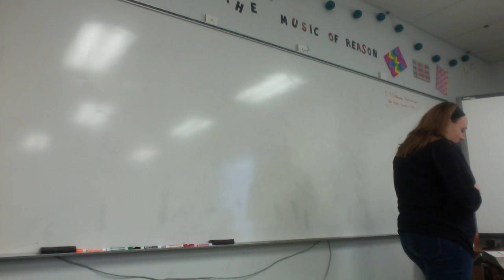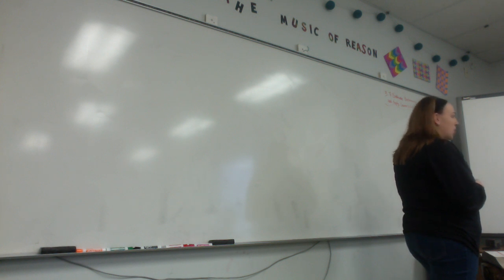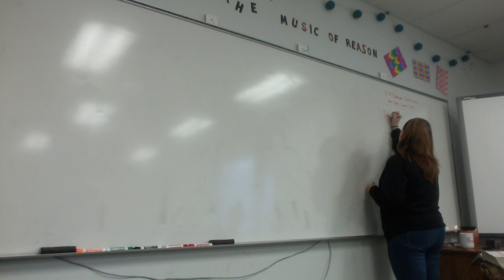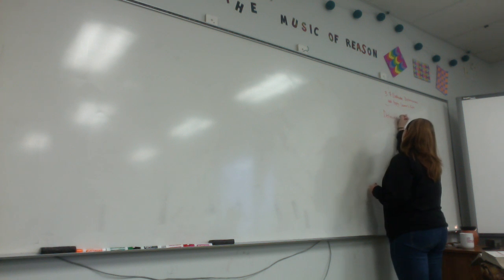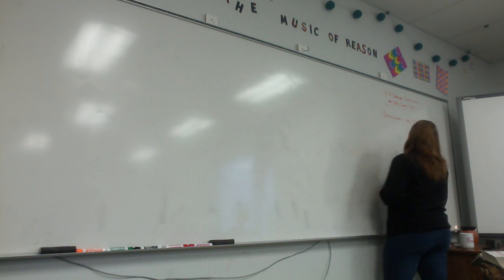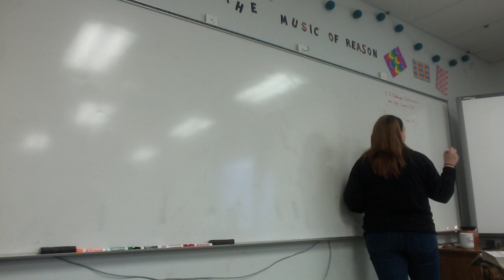3.7, evaluating determinants and applying Cramer's rule. Who's Cramer? We'll talk about it in a minute. Associated with each matrix is a real number called a determinant. So a determinant is a real number, and it's associated with matrices.